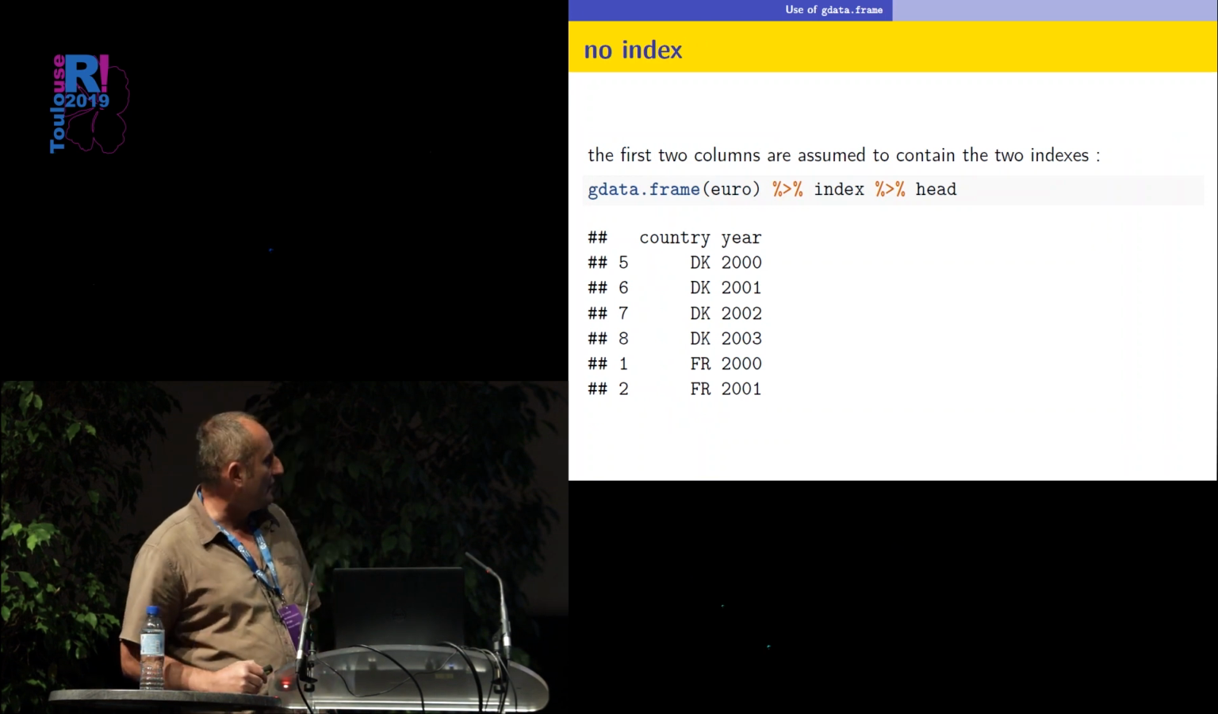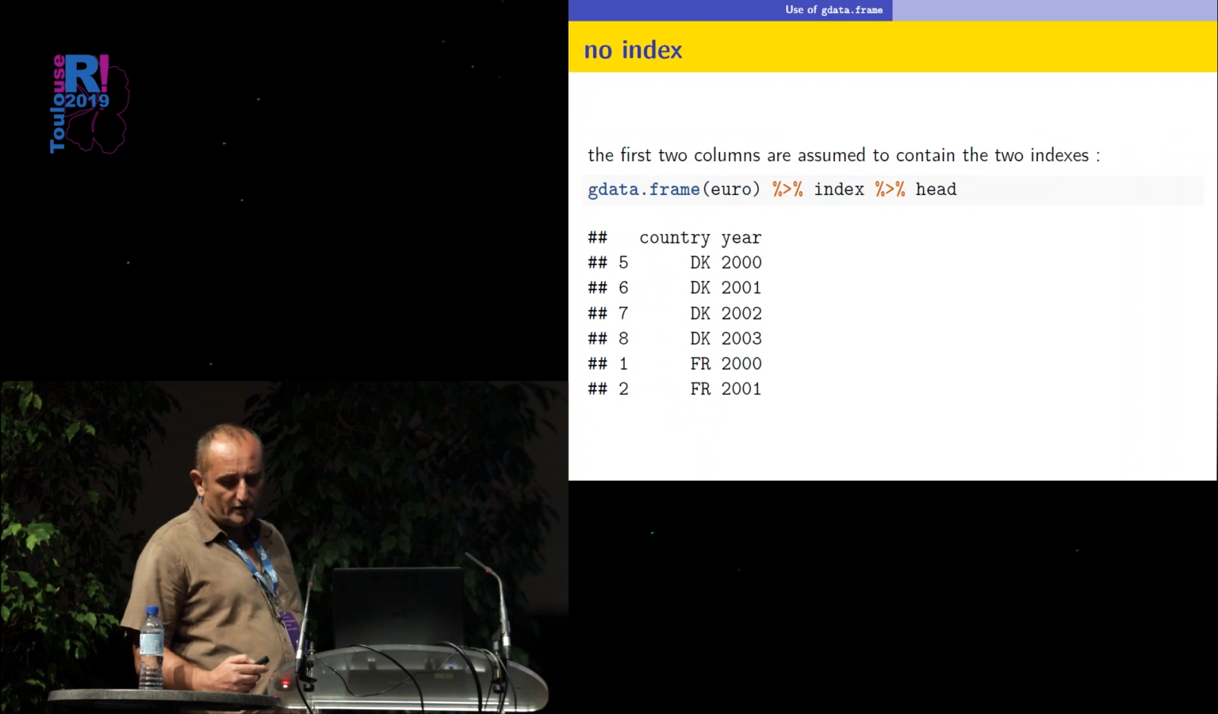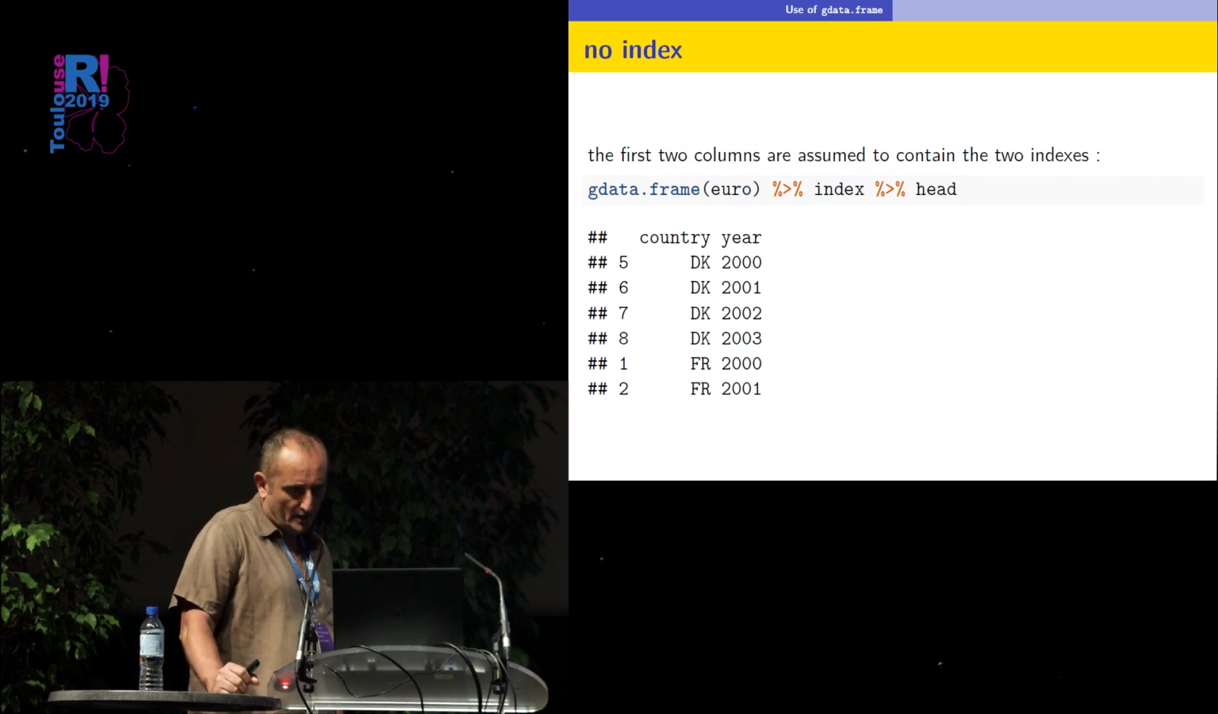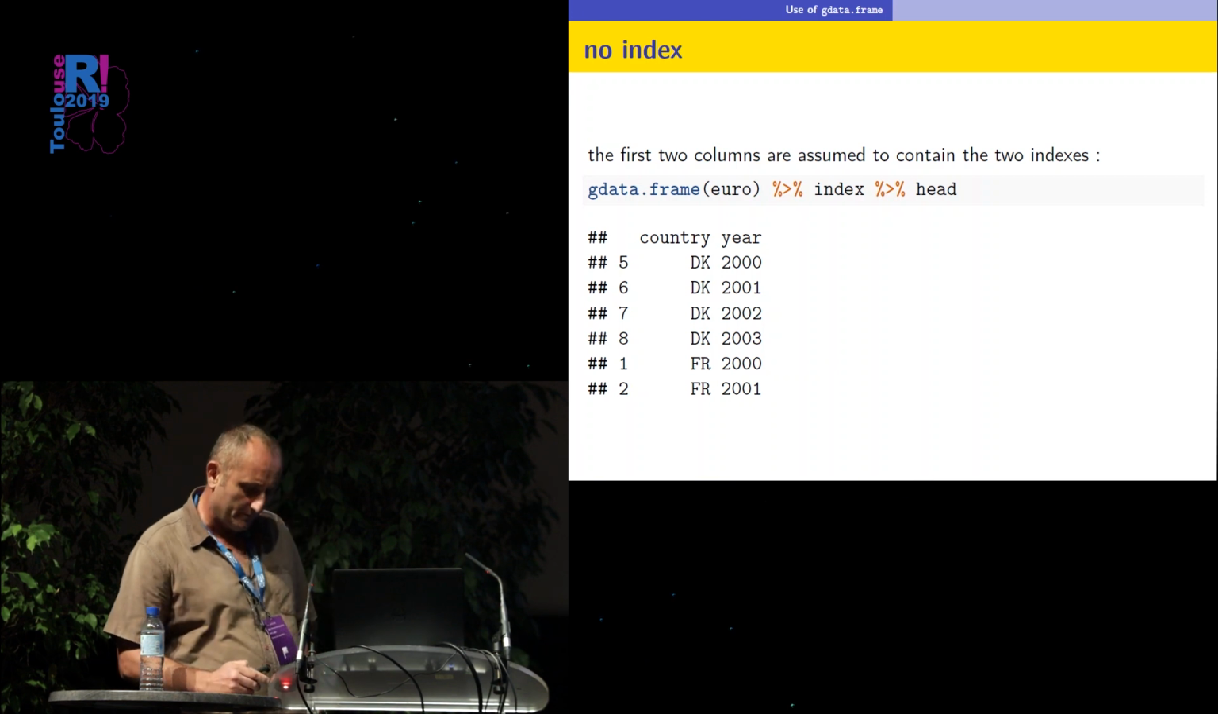Finally, you can provide no index argument at all, and in this case, it is assumed that the first two columns of your data frame are the indexes of your data frame.